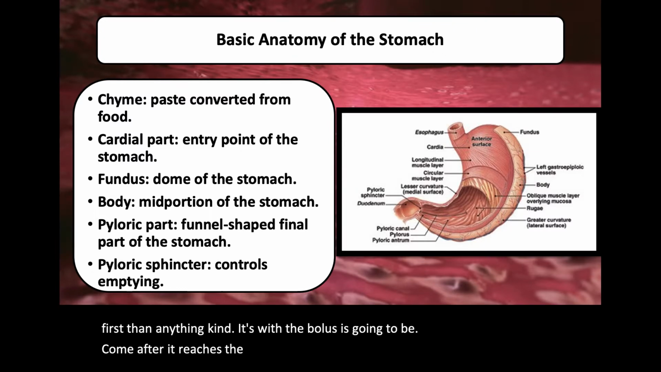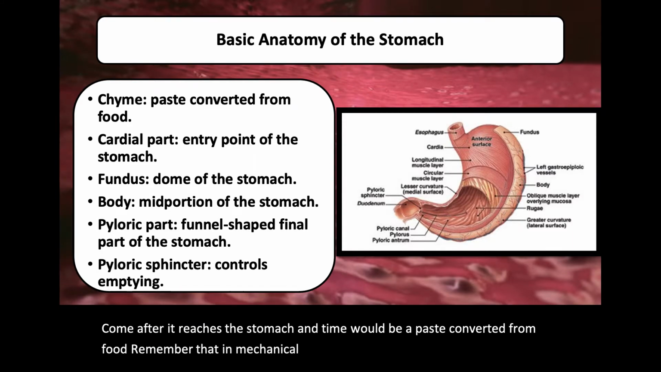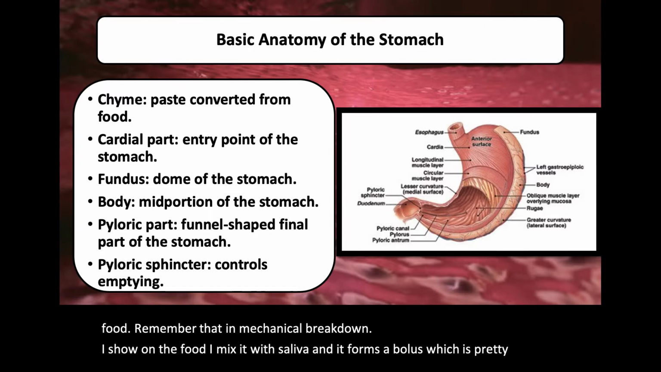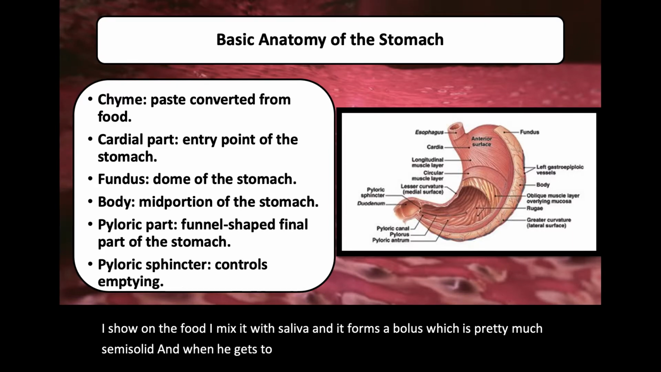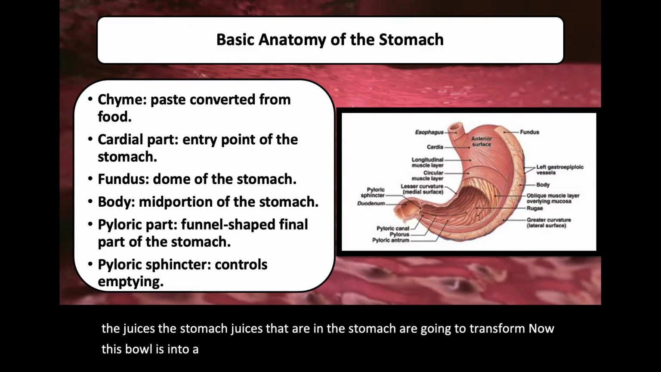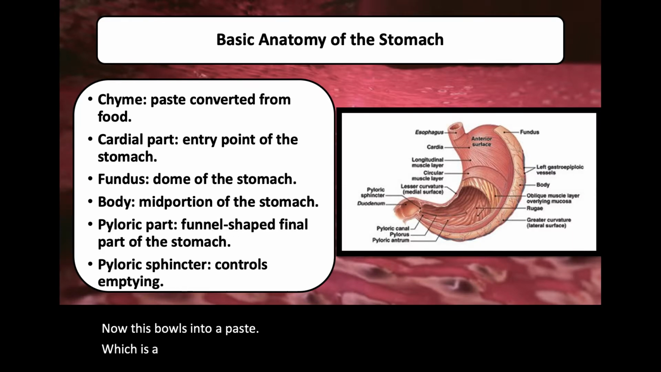Chyme would be a paste converted from food. Remember that in mechanical breakdown, I chew on the food, I mix it with saliva, and it forms a bolus, which is pretty much semi-solid. And when it gets to the stomach, the movement of the stomach and the stomach juices are going to transform this bolus into a paste, which is a lot smoother and a lot easier for the GI tract to work with along the way.